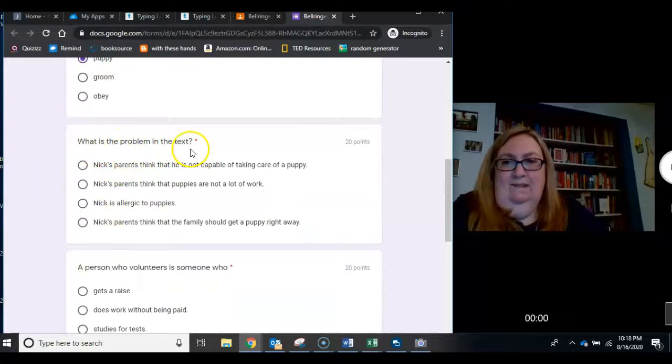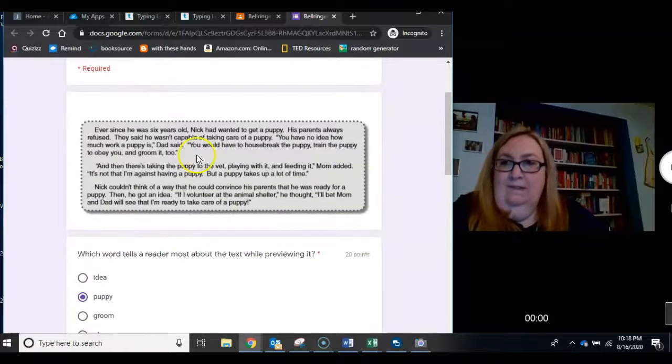What is the problem in the text? Nick's parents think that he is not capable of taking care of a puppy. Let's go back and see. Ever since he was 6 years old, Nick had wanted to get a puppy. His parents always refused. They said he wasn't capable of taking care of a puppy.